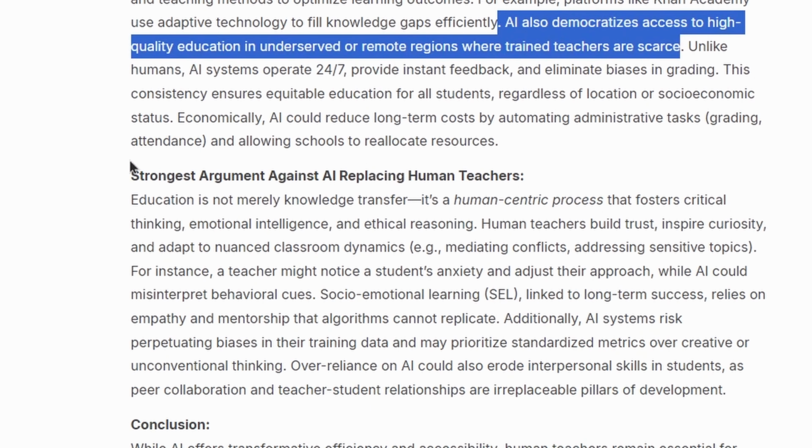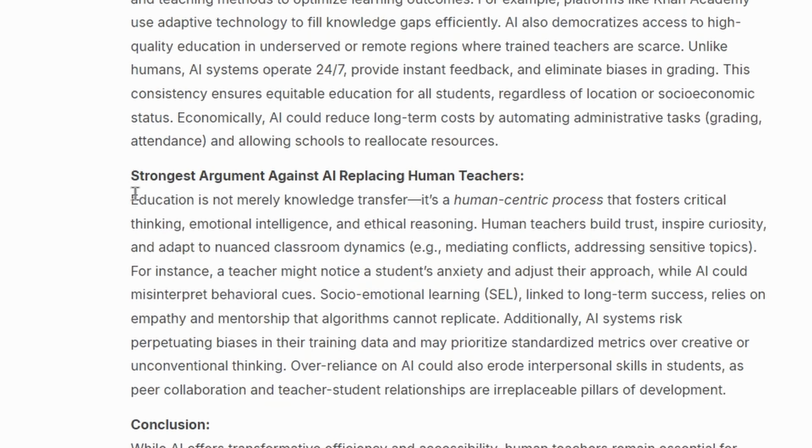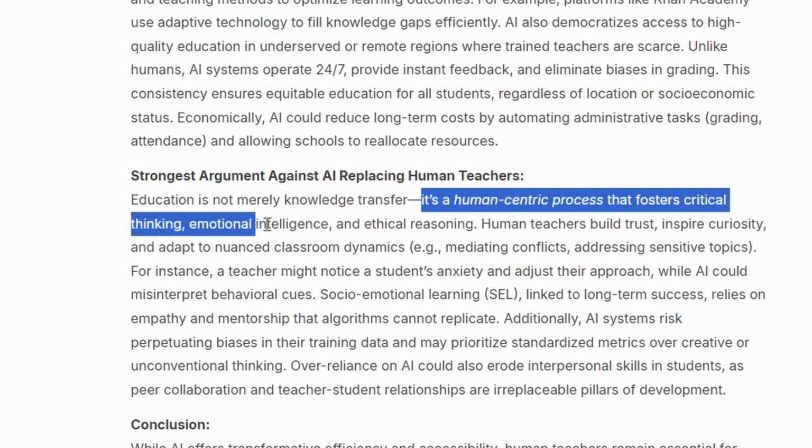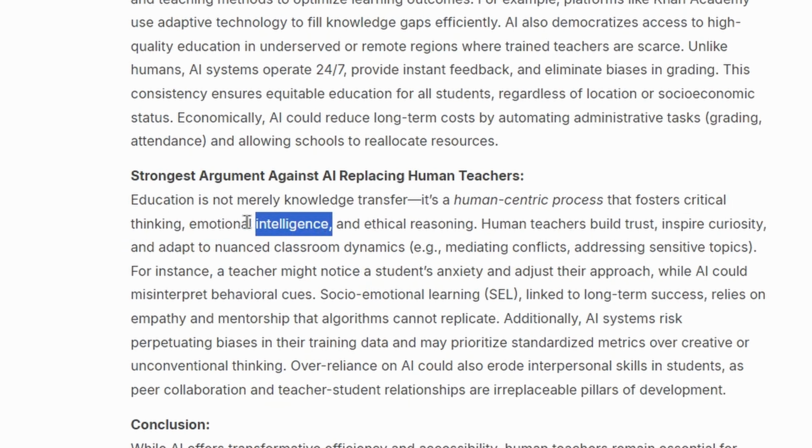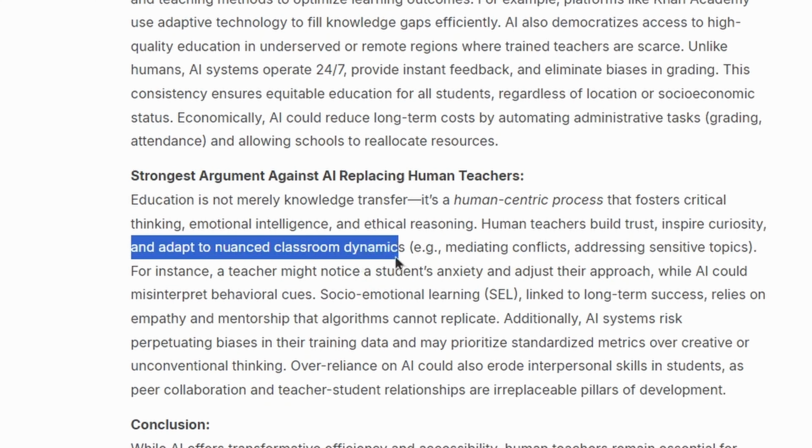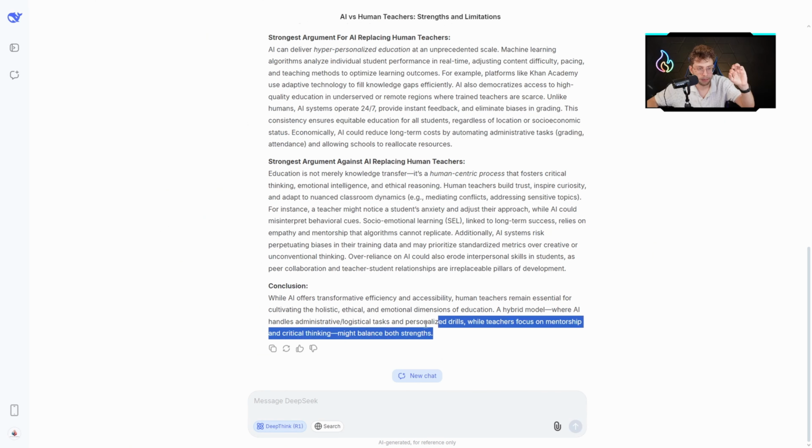Then we've got the strongest argument against AI replacing human teachers. Education is not merely knowledge transfer, it's a human-centric process that fosters critical thinking, emotional intelligence, this is huge, and ethical reasoning. Human teachers build trust, inspire curiosity, and adapt to nuanced classroom dynamics, and so on. So we've got a conclusion.